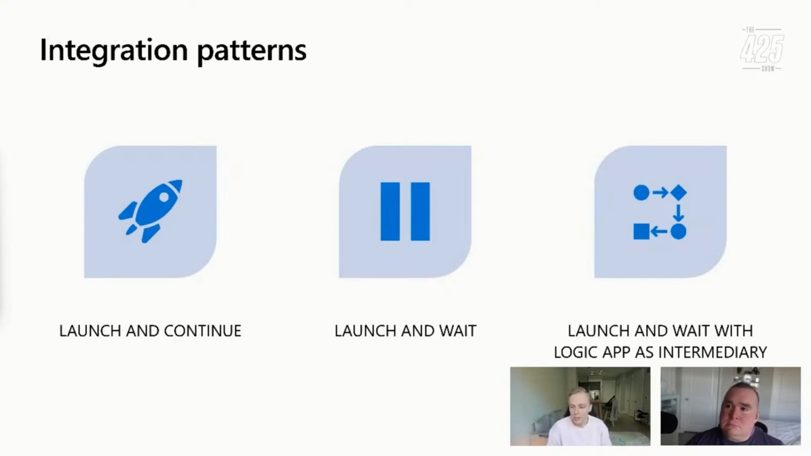And so in the launch and continue pattern, we are simply adding an additional step in that process where we would reach out to an external system, but we don't really care much about what's happening in that external system. There's no feedback coming back to entitlement management, or there's no influence on the access request and the process of that access request. Versus in that launch and wait pattern, we will actually pause the process and wait for feedback from that external system or the logic app. And that's really the difference.